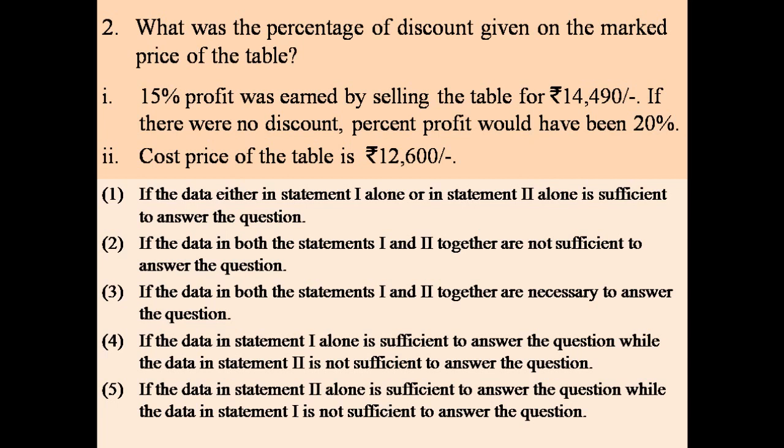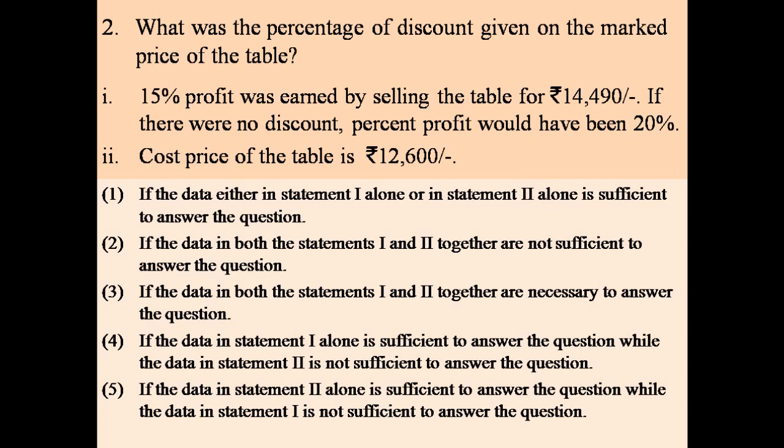We have done it already. We have done with statement 1. Now we go to statement 2. In statement 2, cost price of the table is given to be 12,600. Now what shall we do with that? If cost price is 12,600 and 15% profit, and only the percentage of discount is asked.